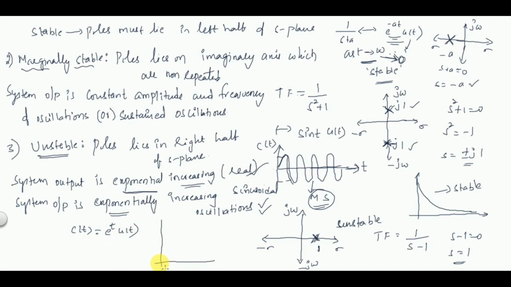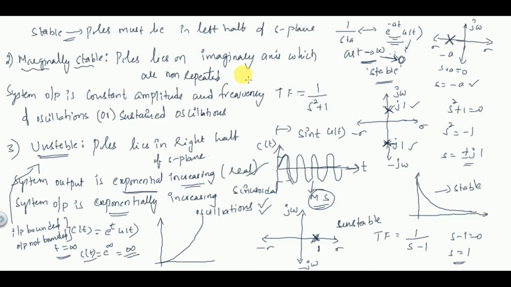When you draw this, e power t into u of t is an exponentially rising signal. When t is equal to infinity, c of t is equal to e power infinity, which is infinity. That means it is not bounded. So the input is bounded, and the output is not bounded. Then that type of system is said to be an unstable system. If the input is bounded and the output is also bounded, then it is called a stable system.